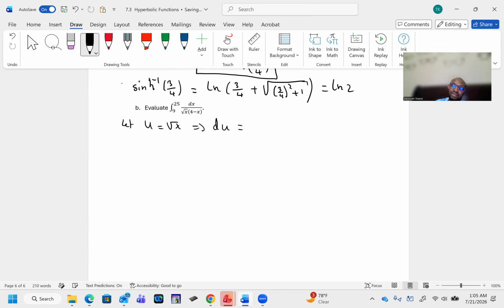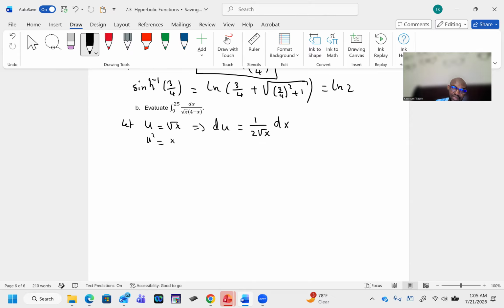Then du will be what? 1 divided by 2 square root of x dx, right? So we are going to use our substitution. Of course, if u is the square root of x, then u squared would be what? x, because we have x right here. Let's not forget we have x right here. So if u is the square root of x, then u squared will be x, right? That makes sense.